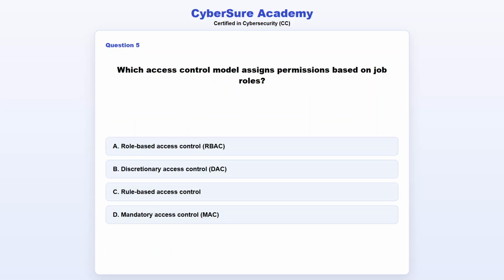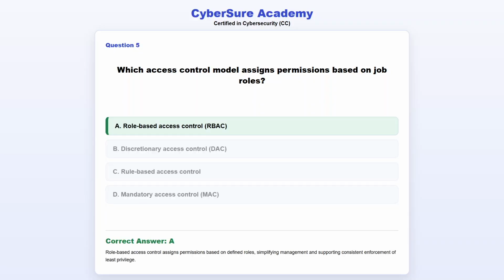Question 5. Which access control model assigns permissions based on job roles? A. Role-based access control. B. Discretionary access control. C. Rule-based access control. D. Mandatory access control. And the correct answer to question 5 is A. Role-based access control. Role-based access control aligns permissions with defined roles, simplifying management and supporting consistent enforcement of least privilege.